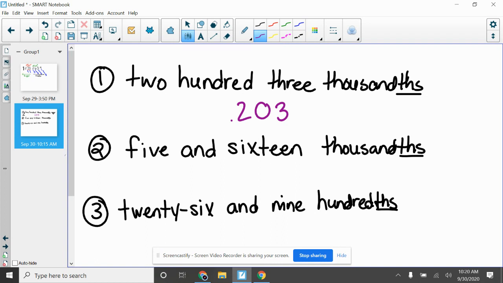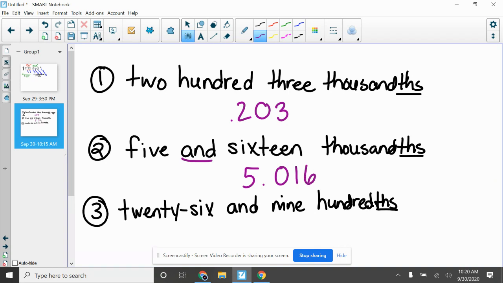What does number 2 look like? Addison, read that one out loud to me. 5 and 16 thousandths. All right, so I see the word and. Did anybody else notice that word and? Yes. And means there's going to be a whole number and a decimal. So what's it going to look like, Addison? 5.016. Beautiful.